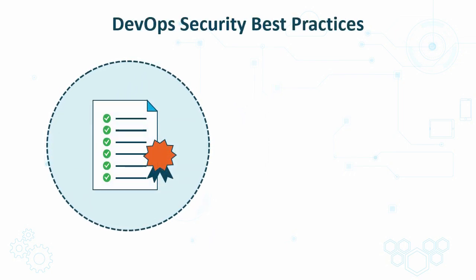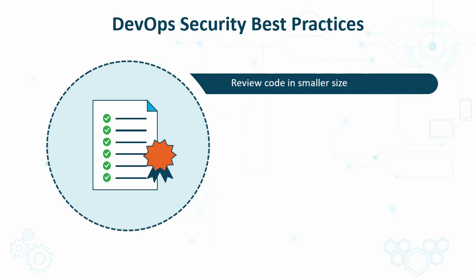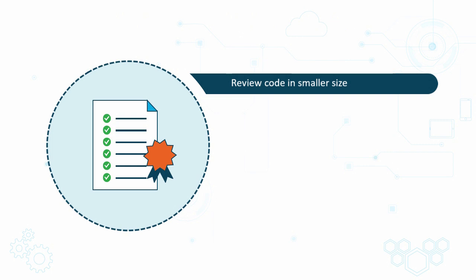DevOps security best practices. DevOps security has certain best practices that you should follow. These are as follows. You should review the code in smaller size. Never tend to review code which is very large and you want to review the entire application at one go. Do not make that mistake. Review the codes in bits and pieces so that you are able to review it properly.